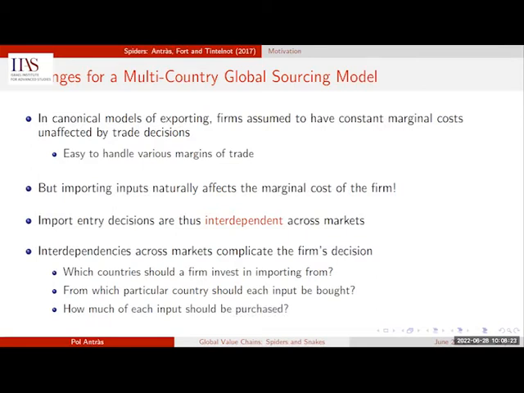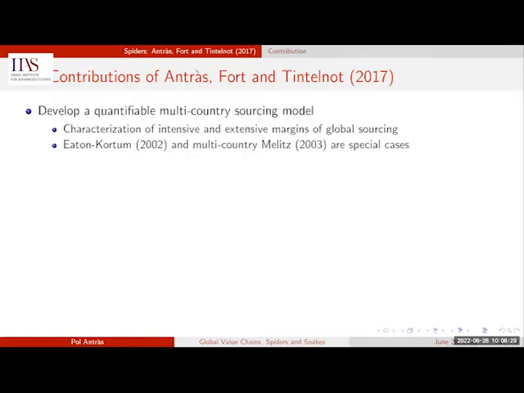I'm already simplifying things a lot, but this is a much more complex problem than this one, okay? But it's complex in a beautiful way, in the sense that we can think about it and perhaps find ways to characterize it and get new insight. And that's what we did in this paper. Okay, so in this paper, we develop a multi-country model of global sourcing.